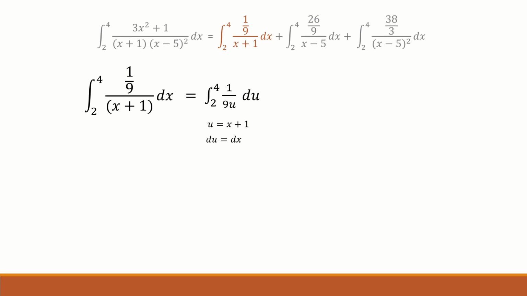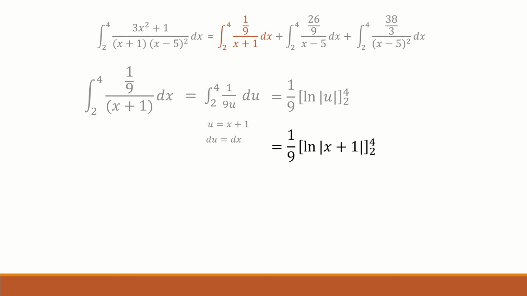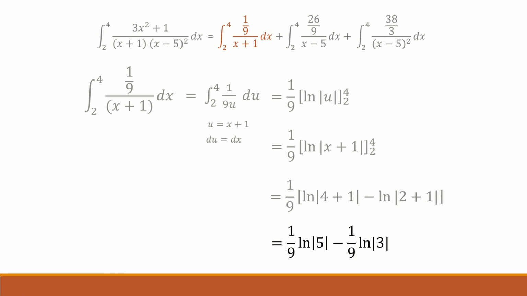So our integral becomes 1 over 9u, and that integrates to 1/9 times the natural log of the absolute value of u. When we sub u back in, we get 1/9 times the natural log of the absolute value of x plus 1. When we apply our bounds and simplify, we get 1/9 times the natural log of 5 minus 1/9 times the natural log of 3. And we'll be able to simplify that further later when we solve the other integrals.